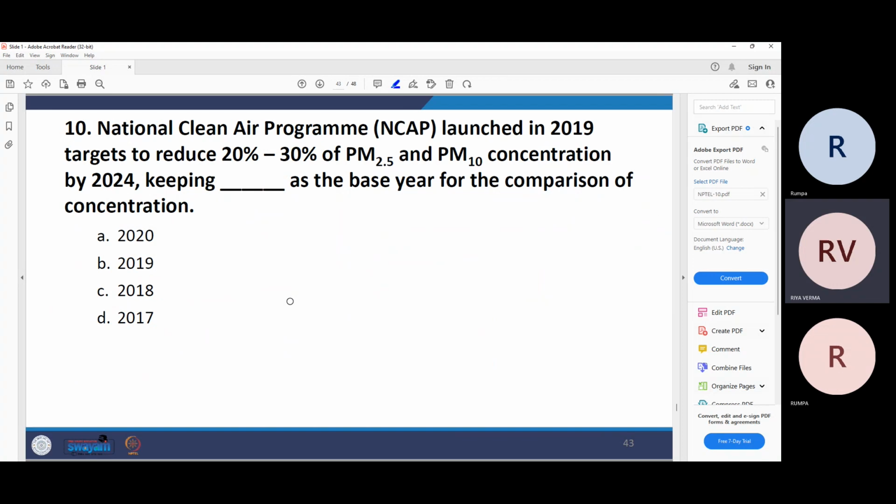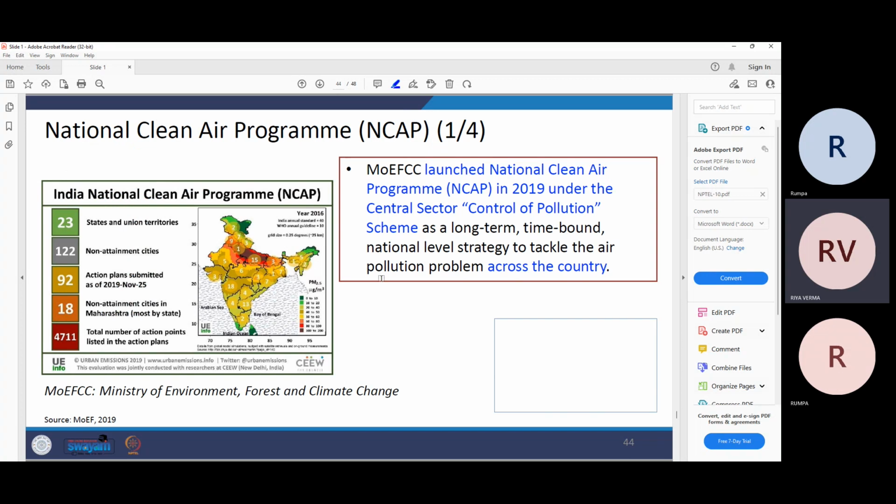Now, the last question for this session. The National Clean Air Program, NCAP, launched in 2019, targets to reduce 20 to 30% of PM 2.5 and PM10 concentration by 2024, keeping dash as the base year for the comparison of the concentration. Which year is taken as the base year? Let's see, for the NCAP. So, what is this NCAP? It is the National Clean Air Program, NCAP.